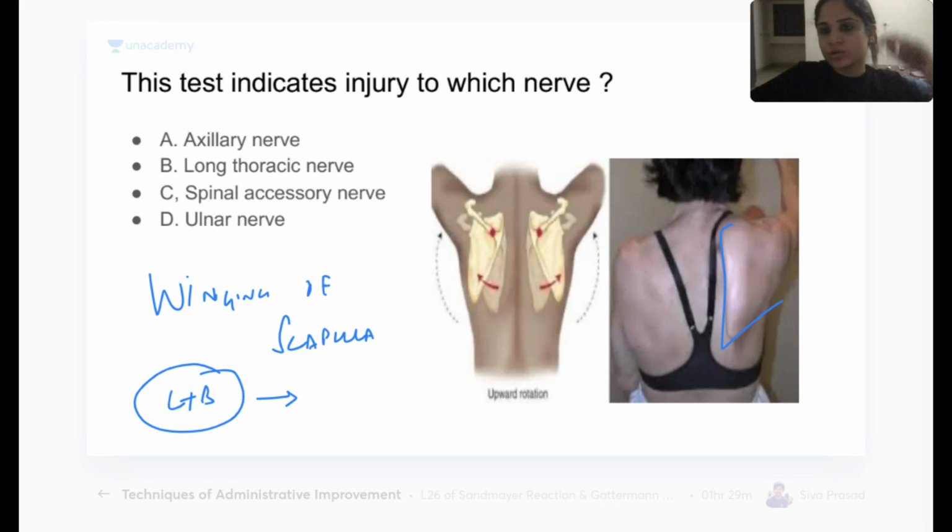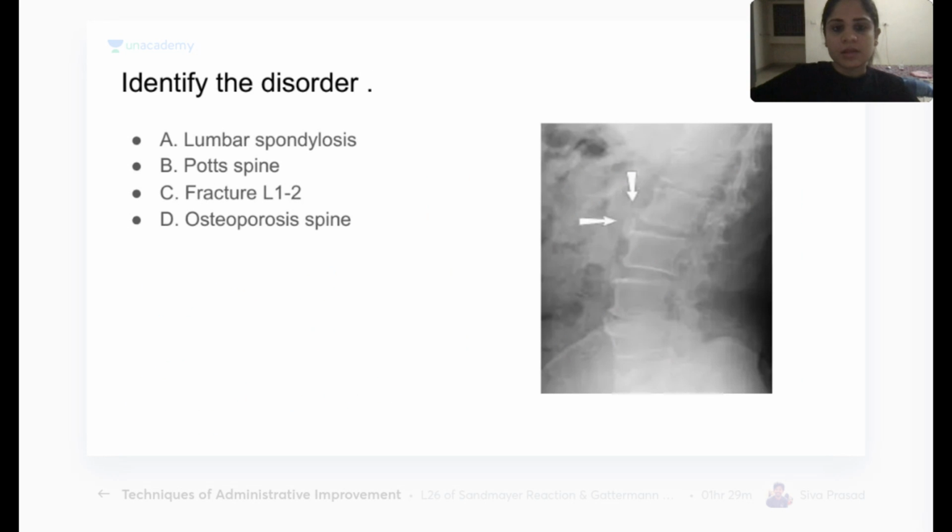What is the root value of the long thoracic nerve of Bell? Anyone? Root value of the long thoracic nerve of Bell? Yes, C5, C6, C7. Alright.